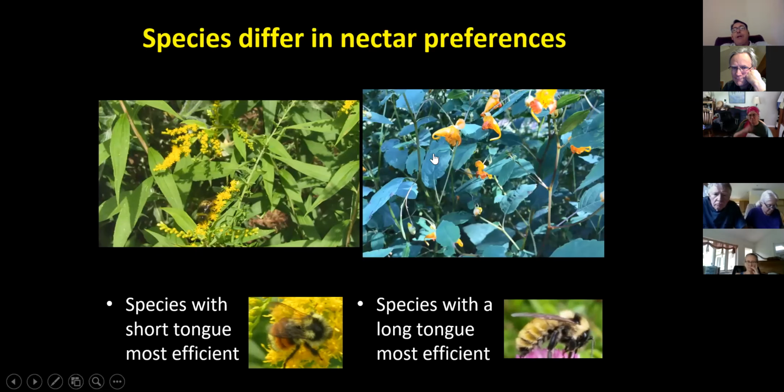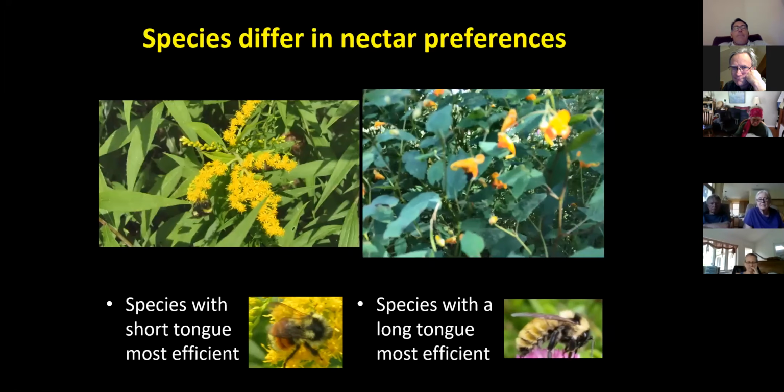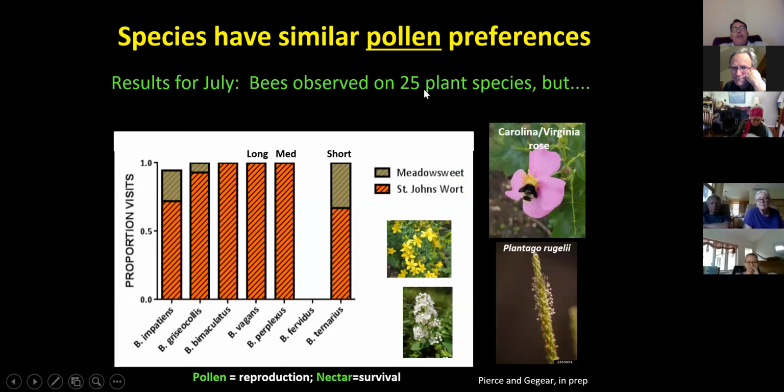Similarly, you'll never see a ternarius on a jewelweed flower because it cannot get to the nectar. You will see terricola because it will bite a hole down here and steal the nectar. So it can wear two hats. It'll take the short ones, but if competition gets too much, it can go and compete with the long-tongue bees. So it's pretty flexible in that way. Okay, so that's nectar, their source of fuel.